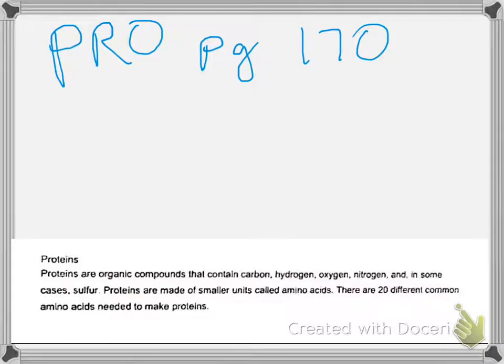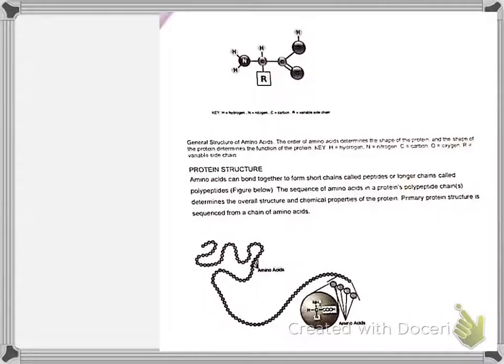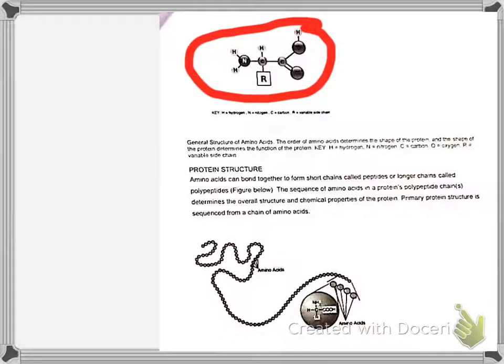Proteins can be found on page 170 of the textbook. Here's a quick definition of it, so you can go ahead and read that definition. Basically, they contain nitrogen and in some cases sulfur. So it's again carbon, hydrogen, oxygen, but now they throw in nitrogen. And this is what it looks like right here. This is just their standard group of hydrogen, nitrogen, carbon, and just an R group, whatever that is.